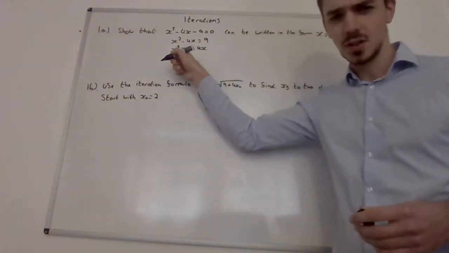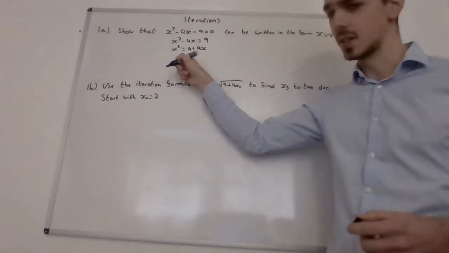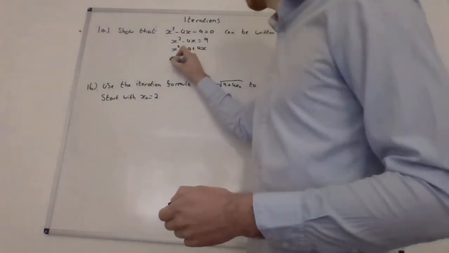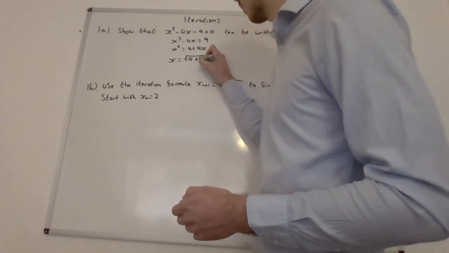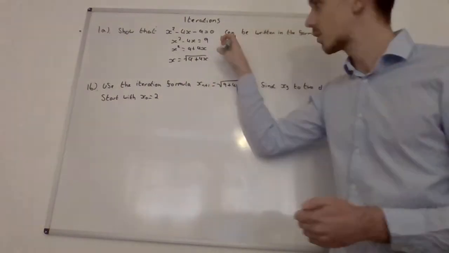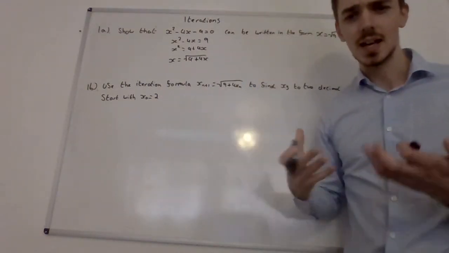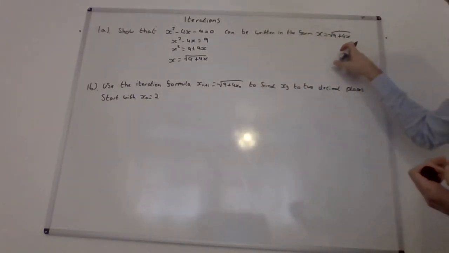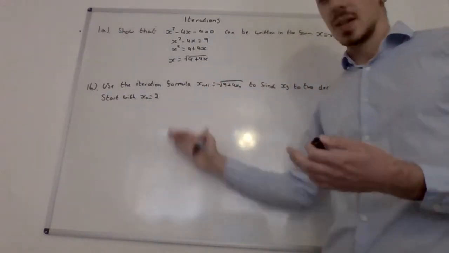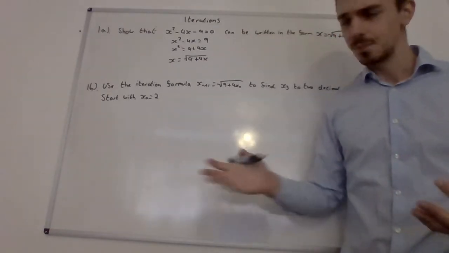And then the last thing we need to do is just square root both sides here. So then we're going to get x equals the square root of 9 plus 4x. And that's all we need to show. These 3 lines are going to give us the full marks for question 1a. But then the next bit, this is when we're going to be using iteration.